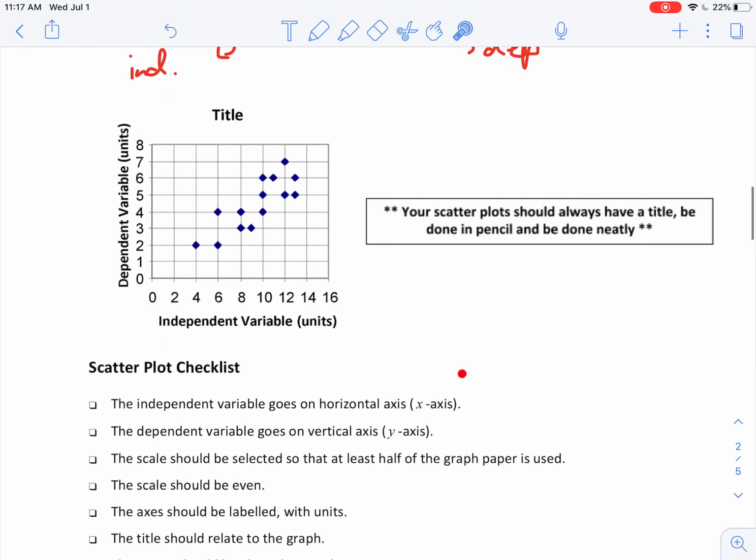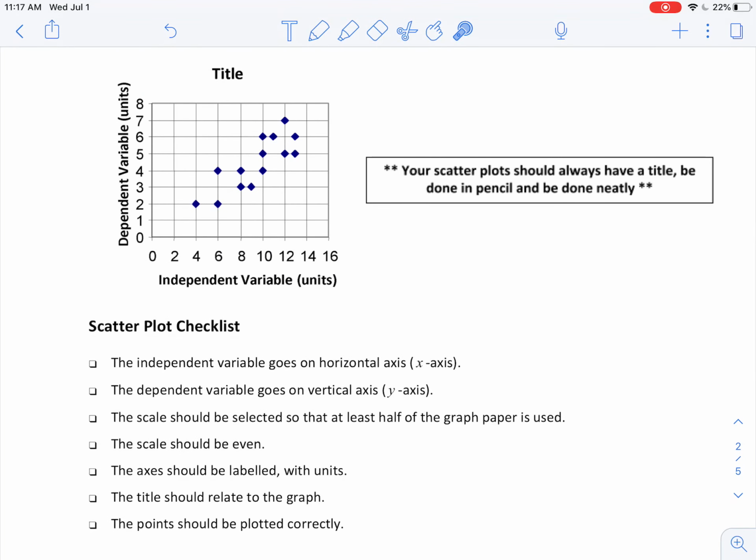So this is a bit of a scatter plot checklist. So when we're doing a scatter plot, here are the things we need to know or to have. The independent variable goes along the x-axis. Dependent goes along the y. The scale should be selected so that at least half of the graph is used. Right? We don't want it to be too small or too big that we don't get all the information. The scale should be even, as in evenly spaced out. The axis should be labeled with units. The title should relate to the graph, and the points should be plotted correctly.